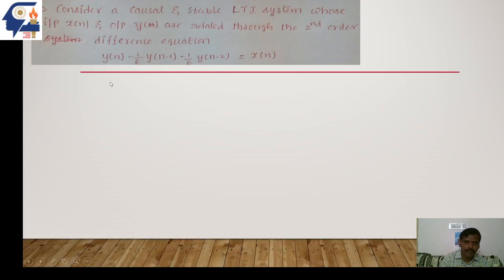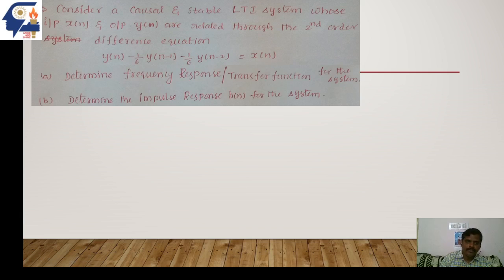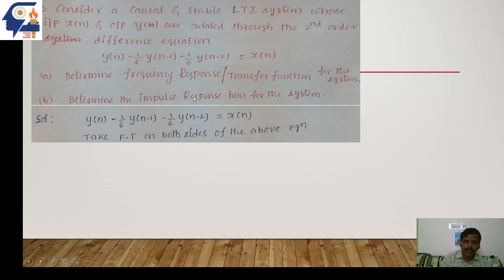We will see some problems on frequency response and impulse response. Consider a causal stable LTI system whose input is x of n and output is y of n, related by a second order difference equation. Because the system is discrete, the equation is called a difference equation, not a differential equation. They are asking to determine the frequency response, transfer function, or system response. Second, they are asking for the impulse response. We will see one by one.